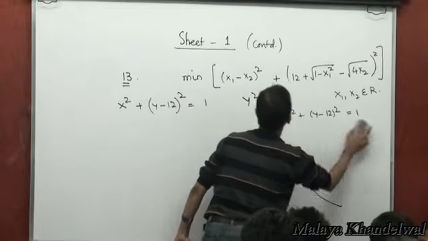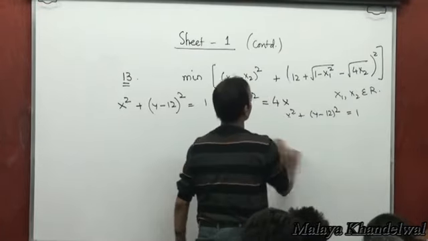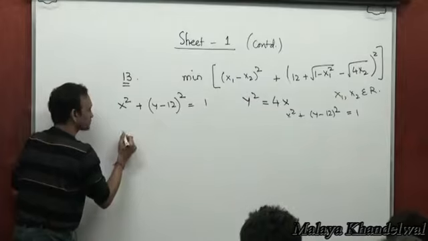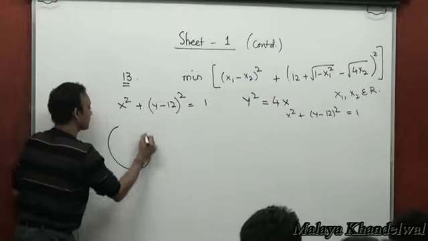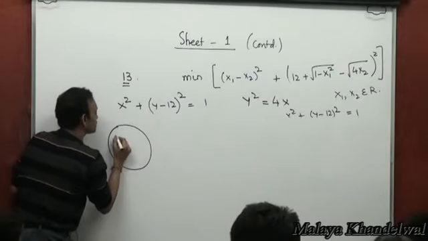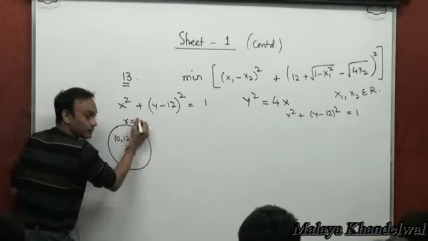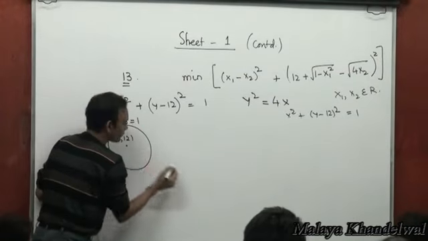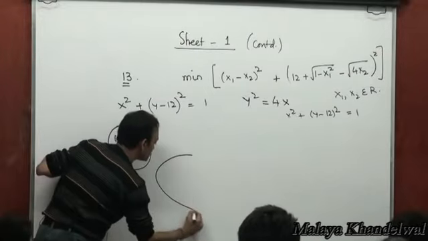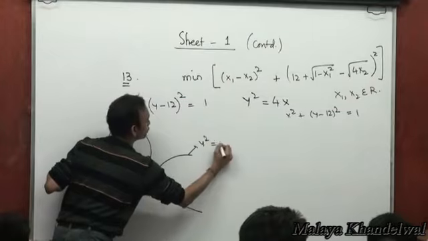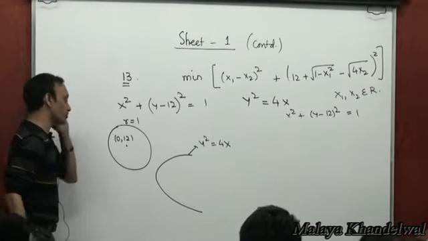So that's an equivalent problem addressed here. The circle and the parabola. This is a circle with center (0, 12) and radius 1, right? Let's say this is the parabola, y squared equal to 4x.